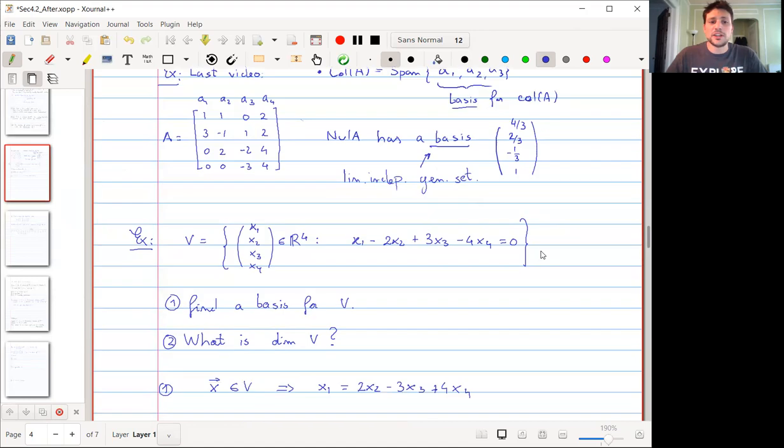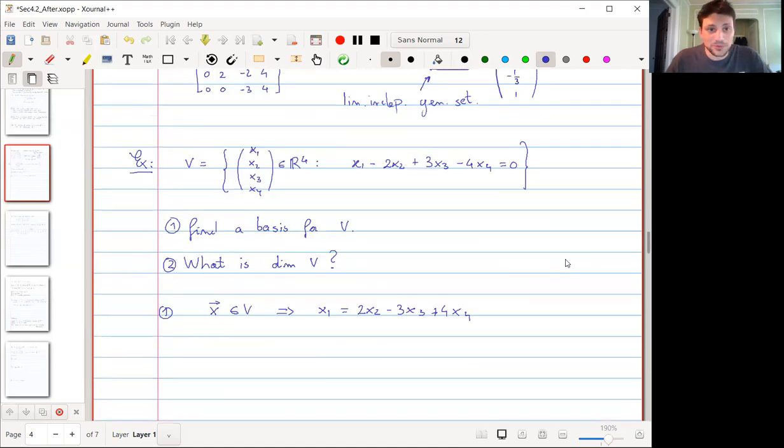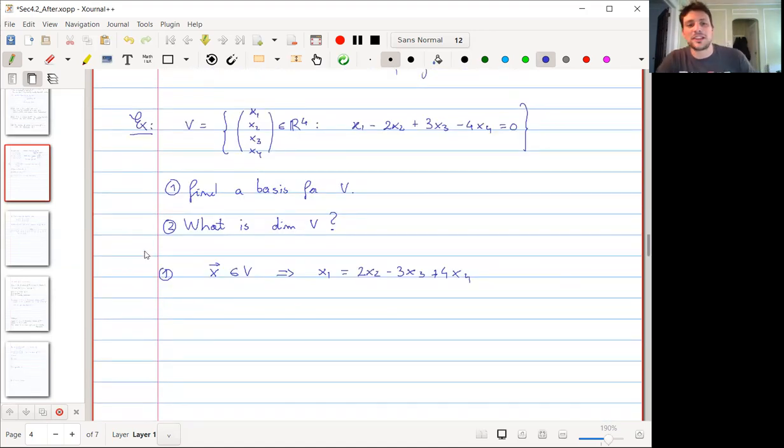Let's move on to new examples, not the one from the last video. Have a look at this subspace here. The space V is the set of vectors in R4 defined by their entries satisfying this particular relation between them. Our goal is to find a basis for it and to determine what its dimension is.